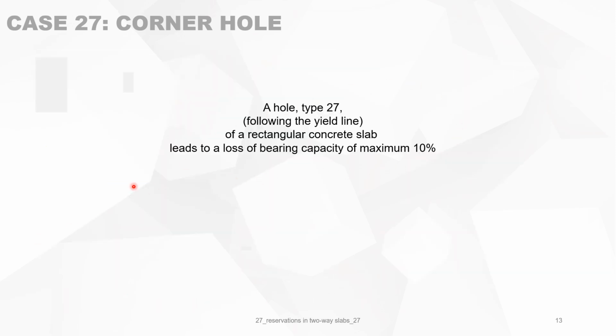So as a summary, we can say that a reservation of type 27 following the yield line of a rectangular concrete slab leads to a loss of bearing capacity of maximum 10%. But we should add that there is always a loss of bearing capacity when you make a reservation in the corner of the slab.